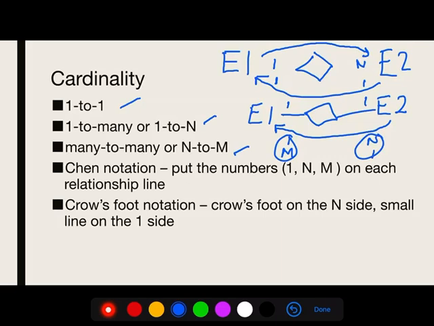So I use M and N rather than N and N, just to be clear that there's no suggestion that it's exactly the same number on both sides. It just means some number on either side. So Chen notation writes the numbers on the lines, whereas in crow's foot notation, we put the crow's foot on the N side and kind of a little dash on the one side. So we have the choices 1, 1, 1N, and obviously many to many looks like that.